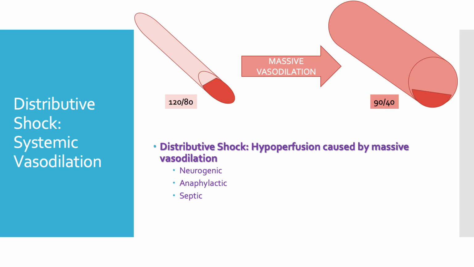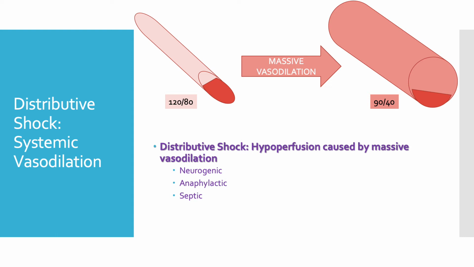So moving to our next category of shock, let's look at distributive shock. Now there are 3 subtypes of distributive shock, but they're all put in this category because they all cause massive vasodilation. In some way, shape, or form, each of these subtypes, neurogenic, anaphylactic, or septic shock, will all cause the vessels to dilate.